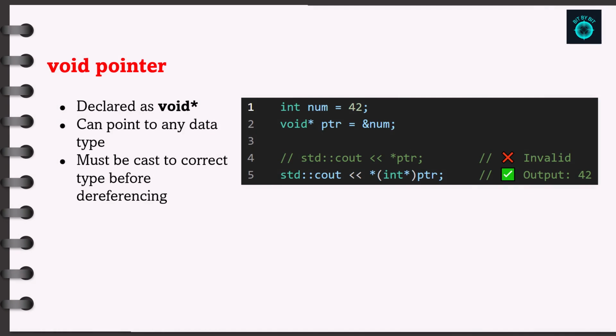Void pointer. A void pointer is a special pointer that can store the address of any data type. You declare it as void*. In this example, we create an integer called num with value 42. We store its address in a void pointer called ptr. But we can't use *ptr directly. It causes an error. Instead, we must first convert it using a typecast, like *(int*)ptr. This tells the program to treat the pointer as an integer pointer. Then it prints 42 correctly.